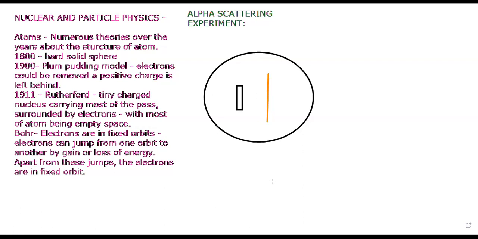Now, the principle of the experiment was quite simple. The source will produce alpha particles. Those alpha particles will hit the gold leaf, and when they hit the gold leaf, they will scatter. They will travel a certain distance, right? And they used a microscope to actually see where the alpha particle was going. This was the setup that they started with.